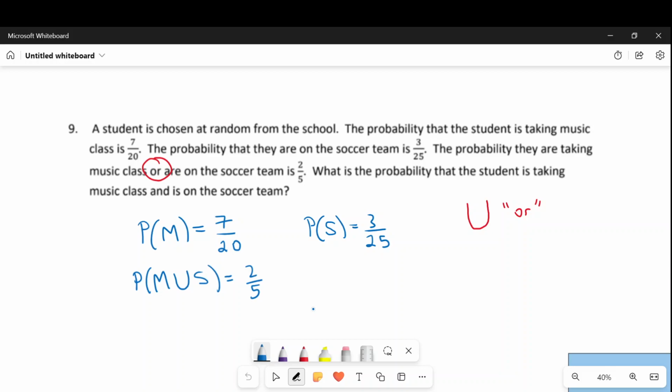And then we're asked to find the probability that the student is taking music class and is on the soccer team. So now we have and. And is this symbol. It means the intersection, meaning both things have to be true. So what I'm asked to find is the probability of music and soccer. That's the information I have and also what I'm looking for. So how do we find that?